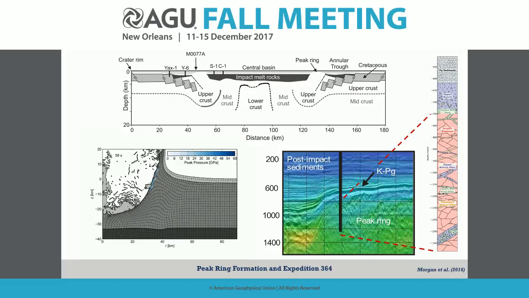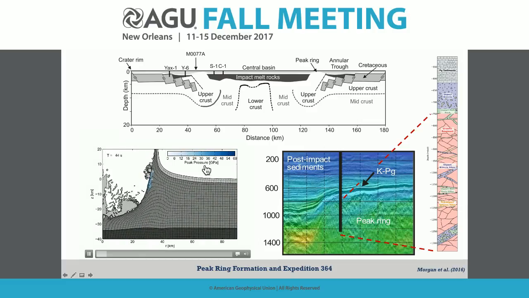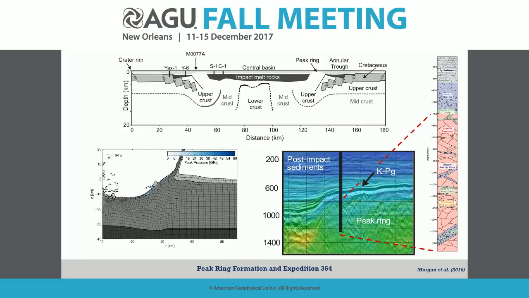As we've already talked about, one of the primary goals of this expedition was to understand models of peak ring formation. Prior to drilling, seismic images and numerical models had indicated that peak rings are created by the formation of an over-heightened central uplift. We've seen this simulation before, where we have an over-heightened central uplift which comes up and then collapses outwards to form a peak ring. Nonetheless, this model needs to be tested.